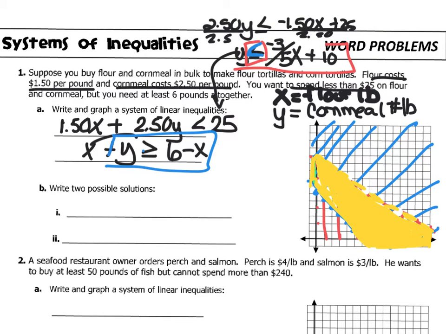All right, so we said that x was flour, and then this is cornmeal. All right, two possible solutions.